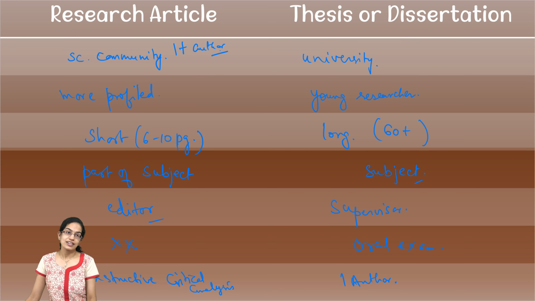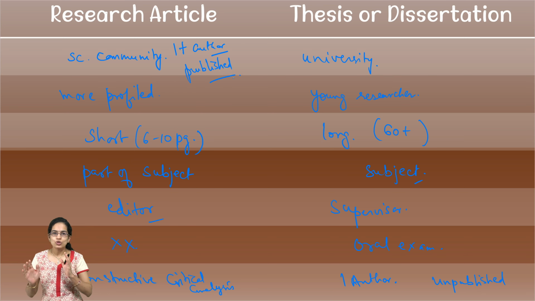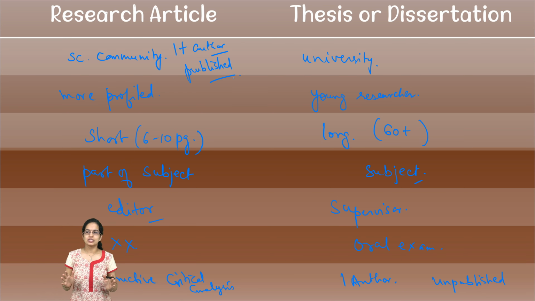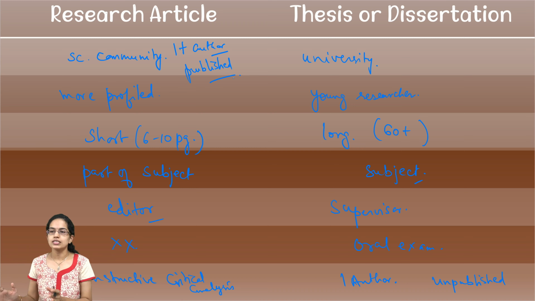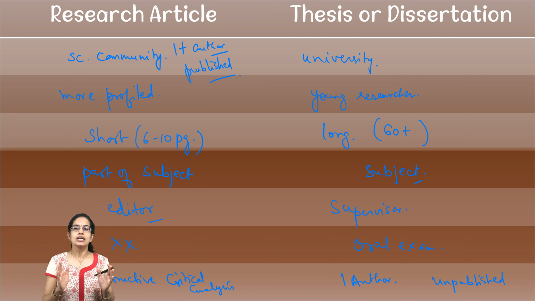Another important difference is that a thesis is unpublished. However, a research article is published, because it is published in one of the leading journals of the scientific community. So those are some of the major differences between a research article versus a thesis. Thesis and dissertation are also different, which we would understand in a different lecture.